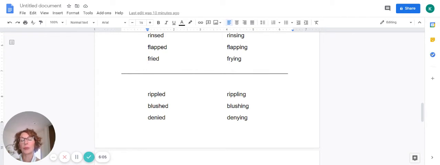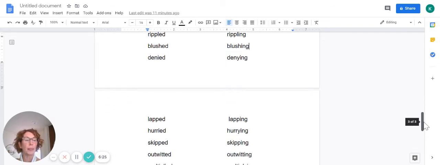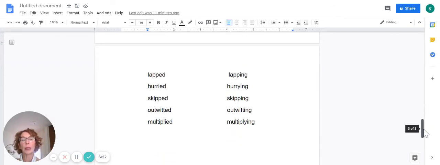Okay, next word, denied, denying. Okay, say it with me. Denied, denying. Okay, we applied change the y to i and added ed. And when we added the inflectional ending ing, no spelling change. Again, it's really important to identify and understand these spelling rules and how we apply them.